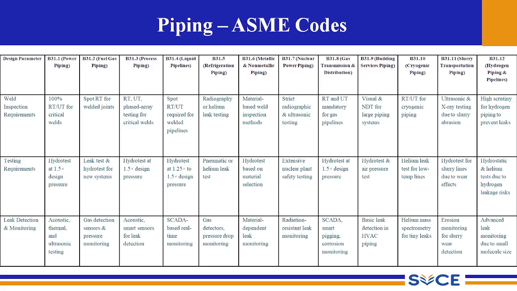Then hydrogen piping and pipelines. High scrutiny is done for hydrogen piping to prevent the leaks, and the testing requirements are hydrostatic and helium tests due to hydrogen leakage risks. Then the leak detection and monitoring, we need to go for advanced leak detection and monitoring systems because of small molecular size of the hydrogen atom.